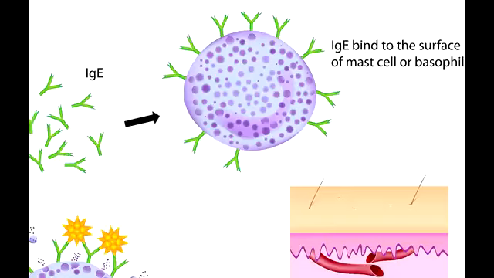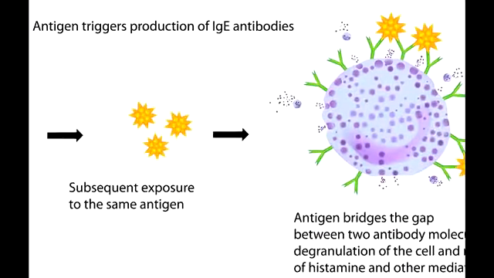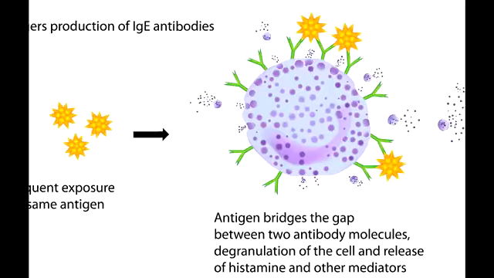Now let's say next week the person is exposed to the same allergen again. So they have a subsequent exposure to this allergen. Now what's going to happen is that we have these IgE antibodies on this mast cell or basophil. Well, this allergen is going to go and bind with those IgE antibodies, and this is going to trigger this cell to release histamine and other mediators, and we're going to get this reaction.